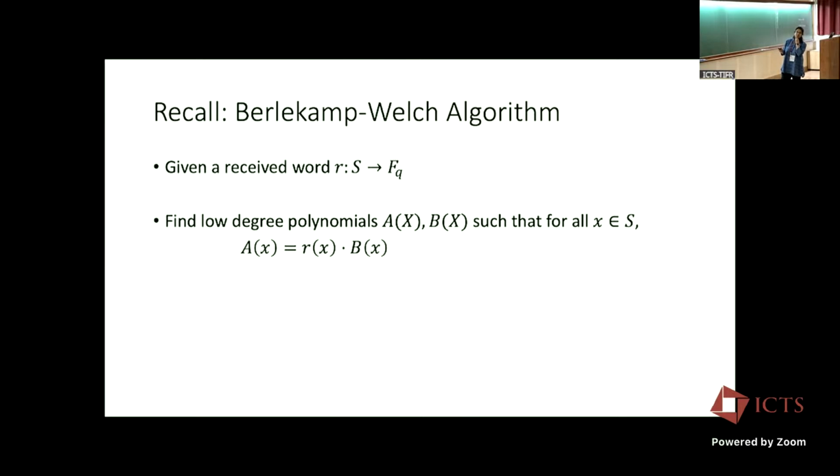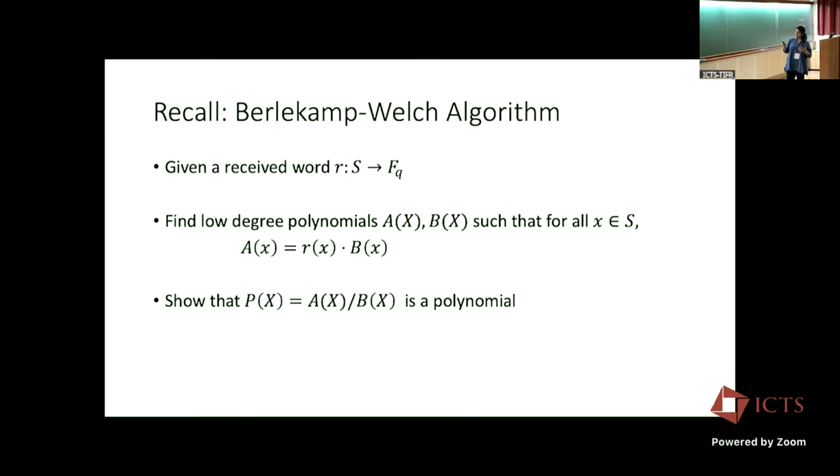You have a received word. You first find low-degree polynomials A and B. You solve a system of linear equations to find low-degree polynomials A and B, such that for all little x in capital X, A of x is R of x times B of x. So, maybe last week you saw with the error locator polynomial, you can show that such A and B exist. And using a linear system, you can solve and find A and B.